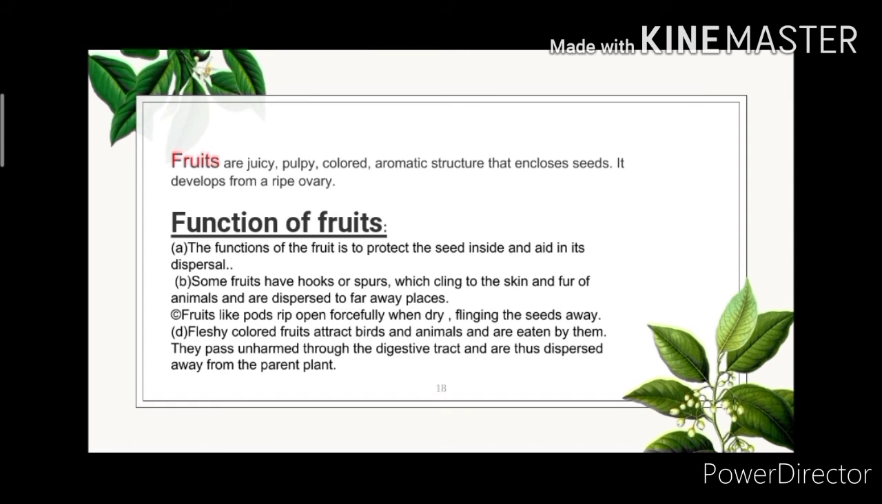Okay, sometimes what happens, the fruits have hooks or spurs, okay, which cling to the skin of the animal, and after that the seeds are dispersed into various areas. Okay, and after that new plantlets are developed.